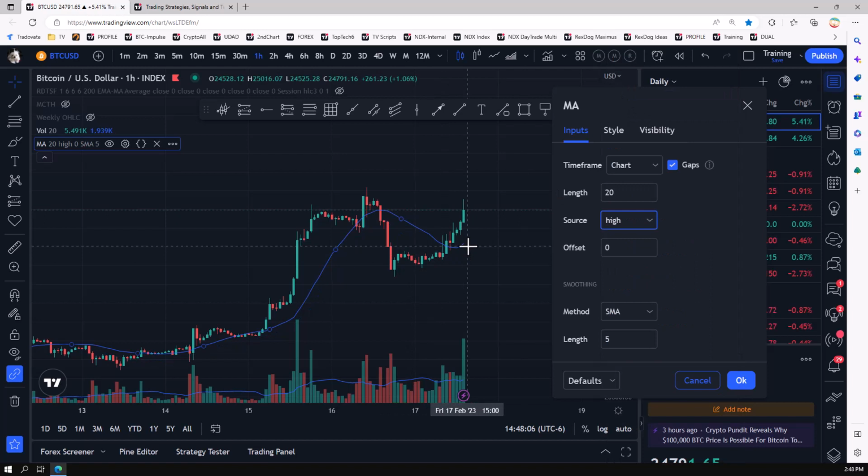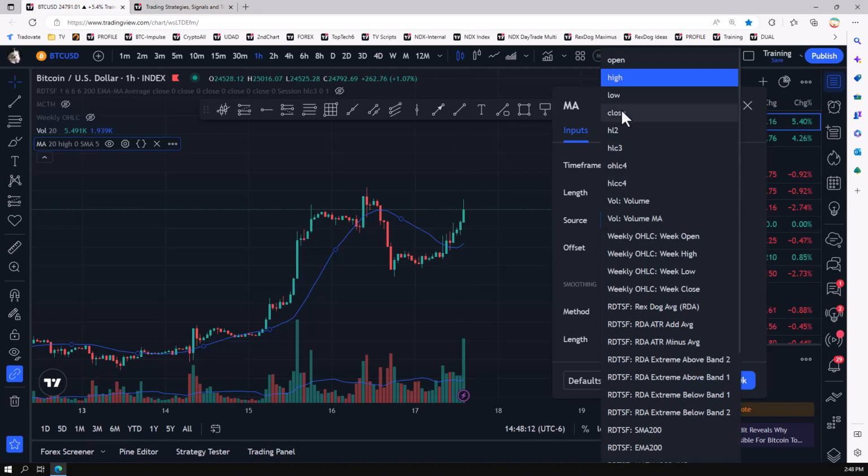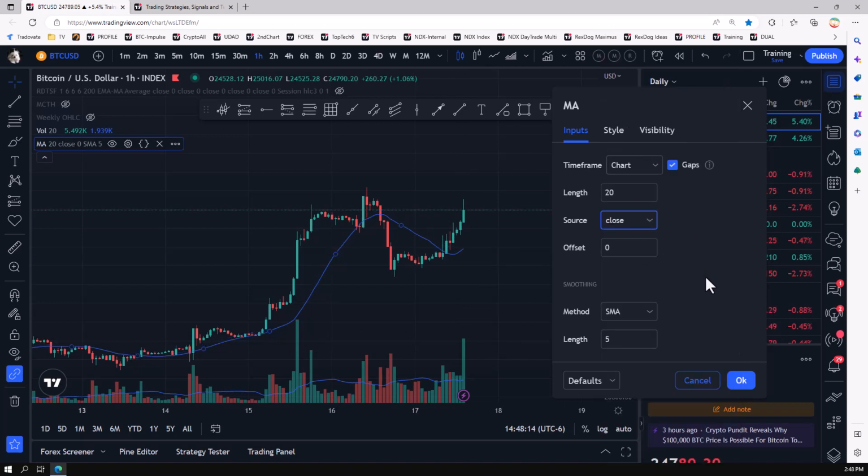Or I could say the high. See how it jumps up? Because obviously the high price is higher. So you could change this. The default is always the close, because remember what I said about the close? It's the most important thing. So most indicators, or a lot of indicators, will use the close. Now there is a concept here called smoothing. What this does is it basically smooths out the average.